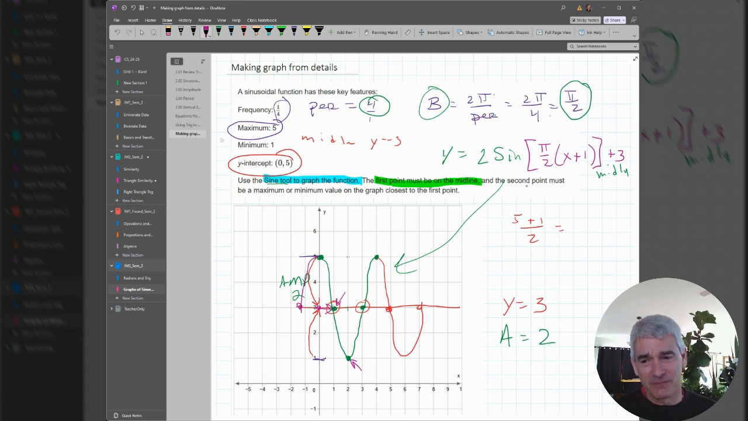But anyway, if you just use cosine, it's way easier, because you don't have to worry about the horizontal shift. y equals 2 cosine pi over 2 x plus 3. That's why cosine's easier. If you pick the appropriate one, you don't have to worry about horizontal shifts, and that just makes life easier. All right. Hope this helps.